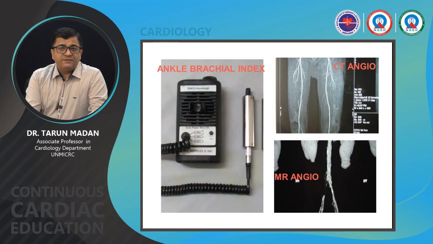These are some non-invasive tools, like the ankle brachial index, which can pick up a patient who has peripheral vascular disease. The second picture shows a CT angiography. CT angiography can be very informative as it can show the inflow, suprainguinal disease, infrainguinal disease, infrapopliteal disease, and the runoff of the popliteal artery. If the patient has altered creatinine, then we can also get an MRI angiography, which is without contrast.